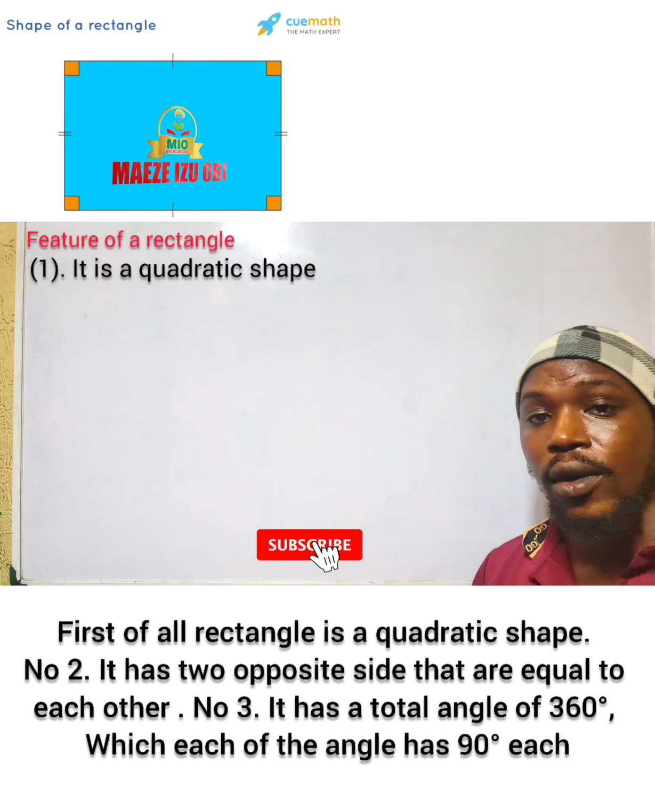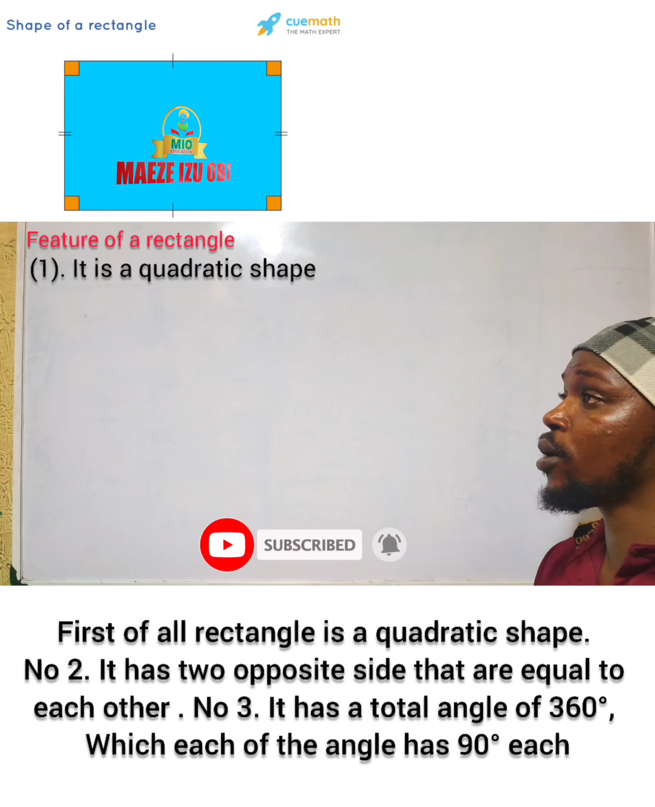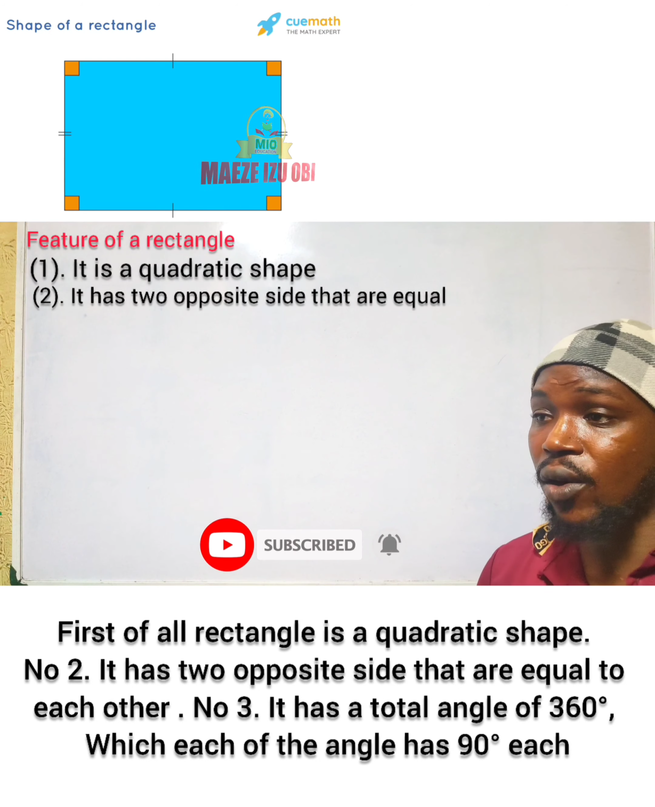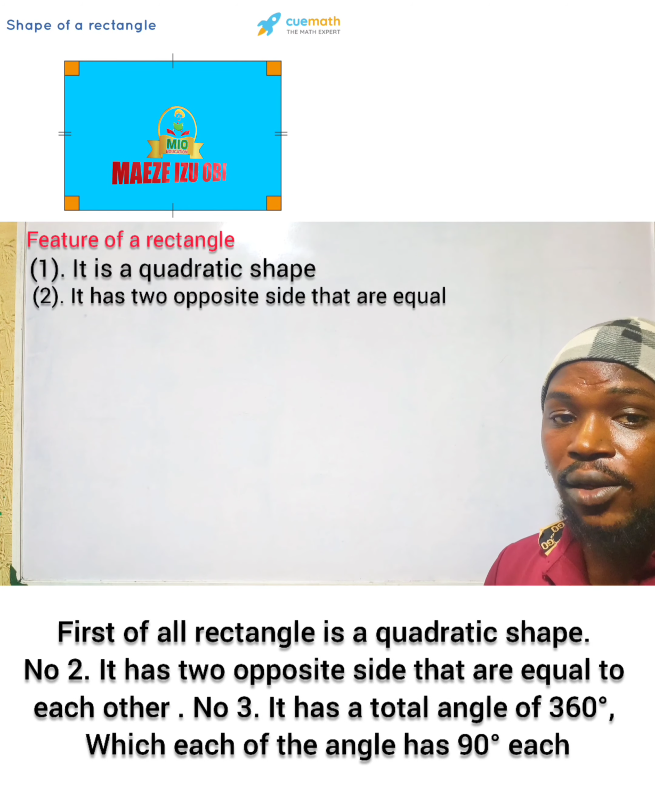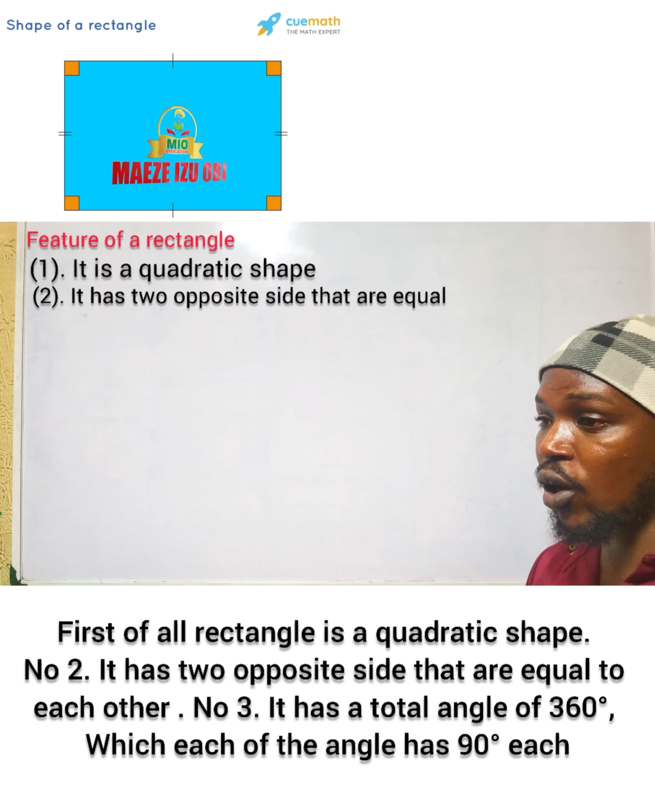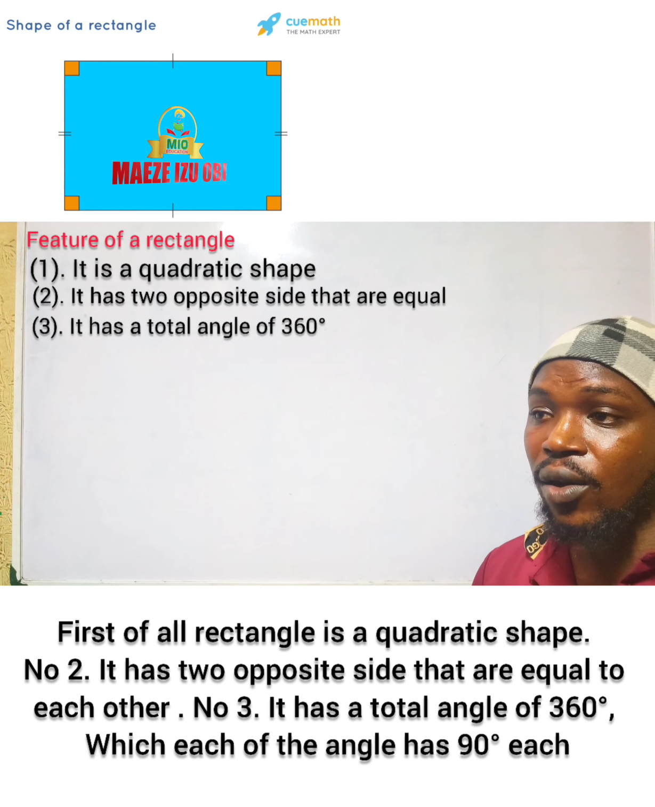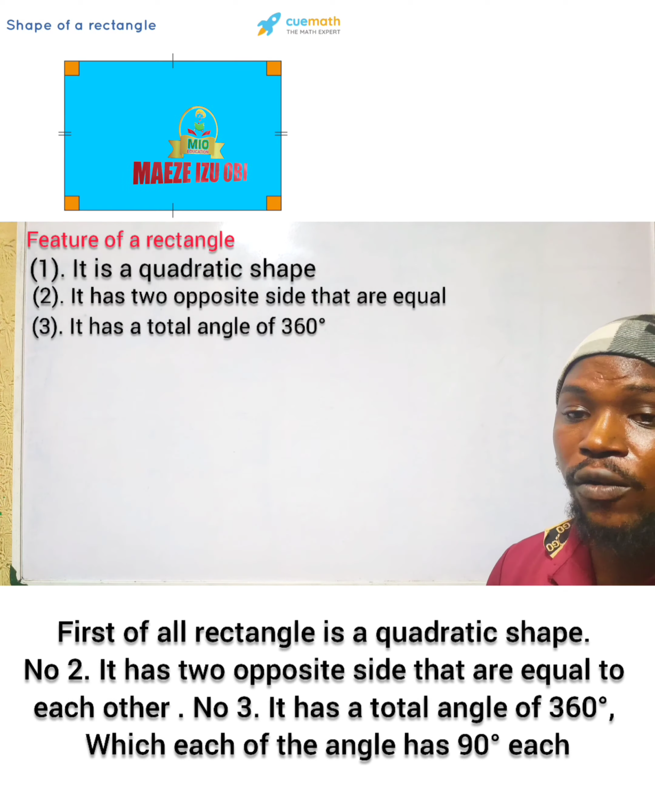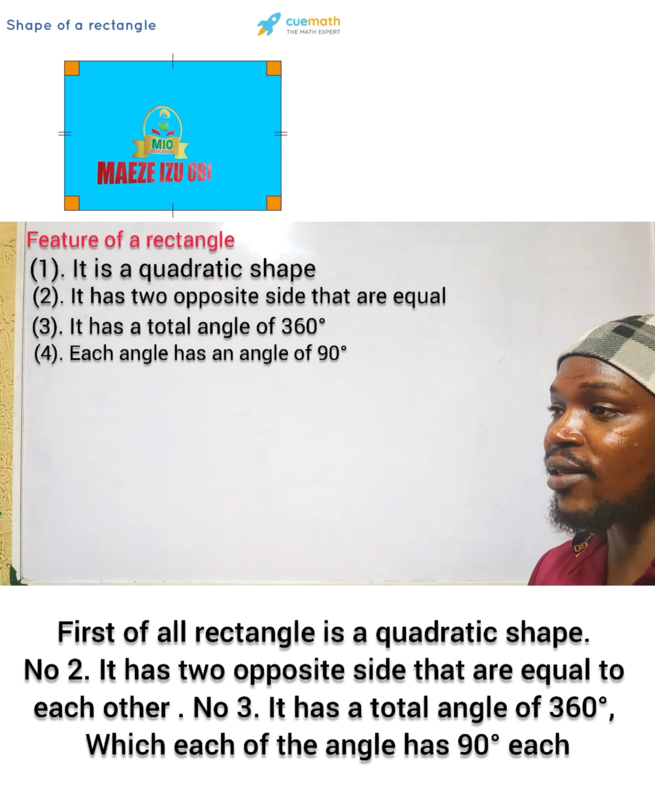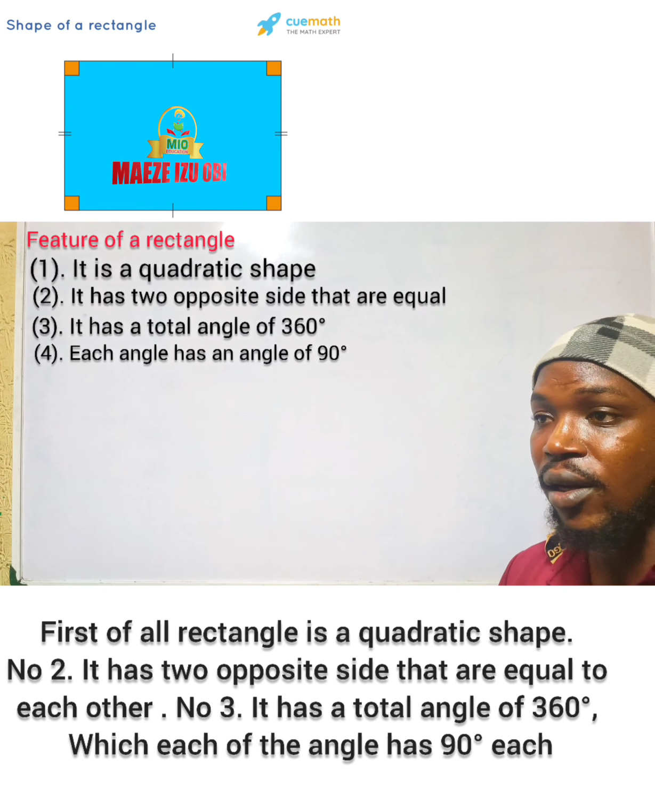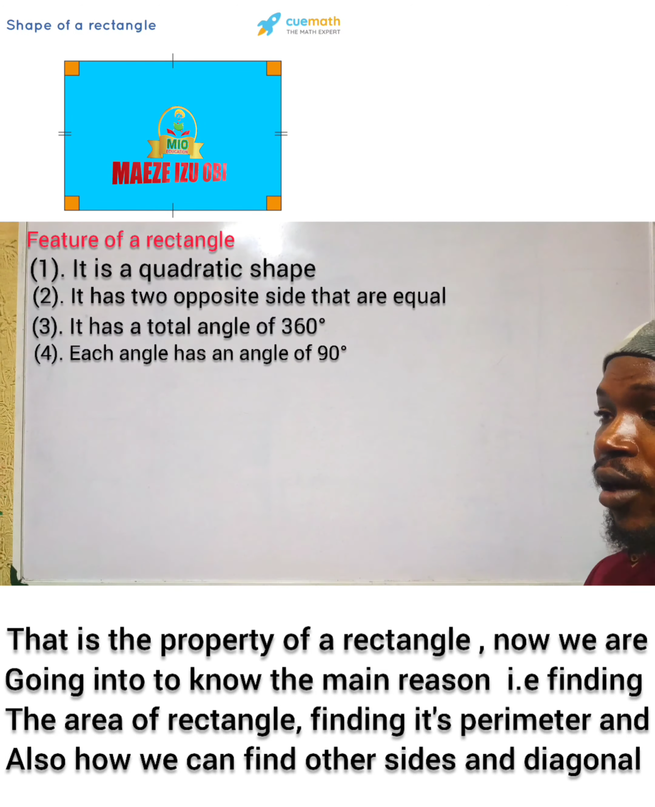First of all, rectangle is a quadrilateral shape. Number two, rectangle has two opposite sides that are equal with each other. And number three, rectangle has the total angle of 360 degrees, where each of the angles has an angle of 90 degrees. That is the property of a rectangle.